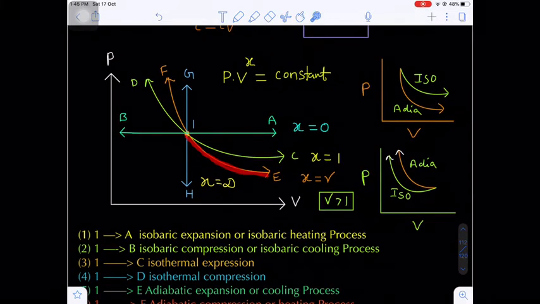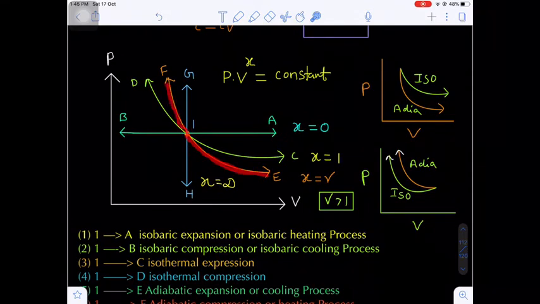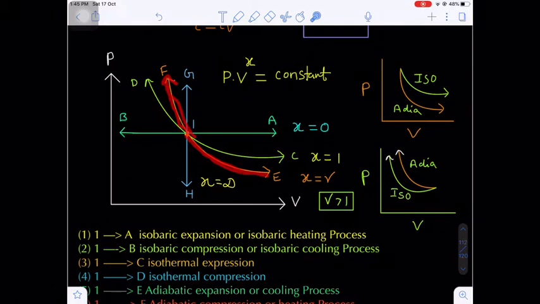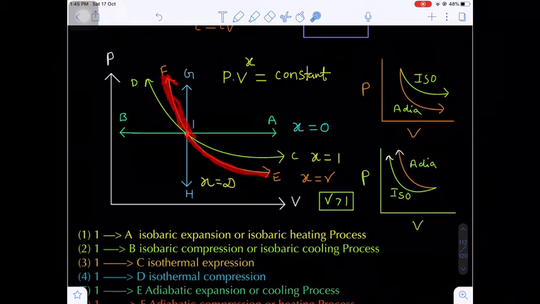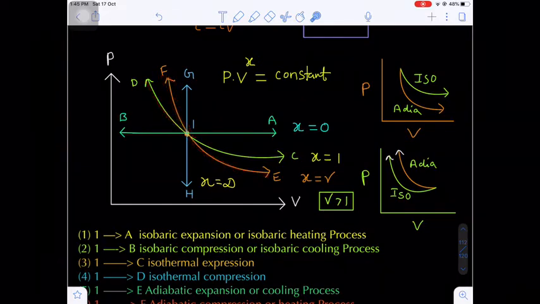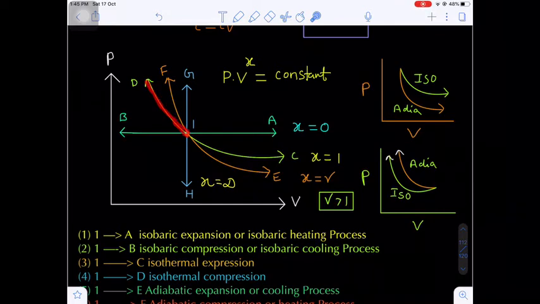Okay. Now come to the compression case. In the compression case, if you see, 1 to F is an adiabatic compression. Whereas 1 to D is an isothermal compression. Now in this compression case, if you see, the steepest curve will be 1 to D. Are you getting my point?